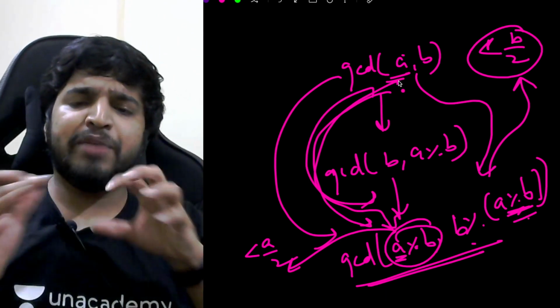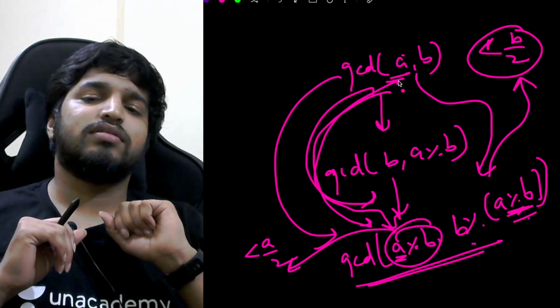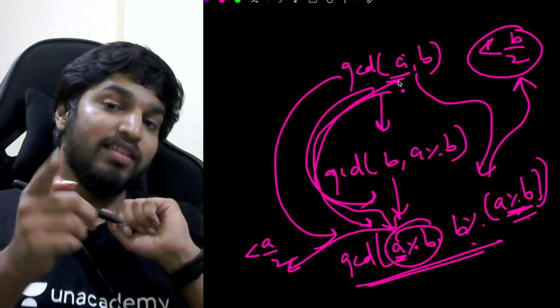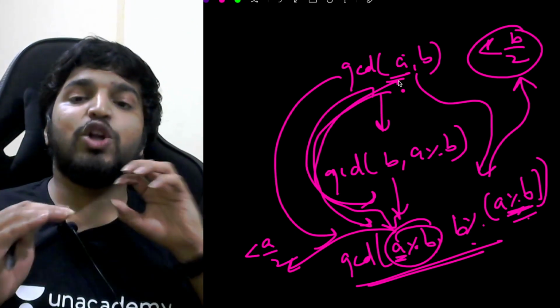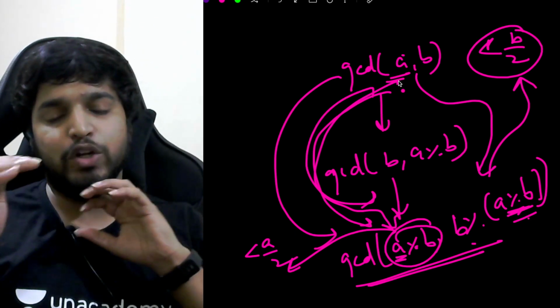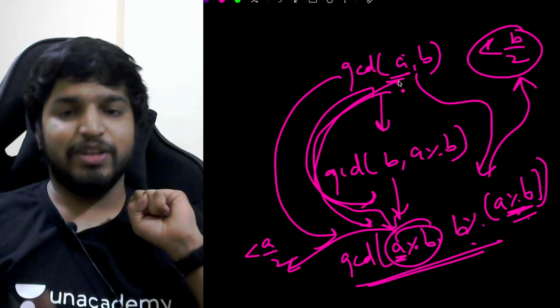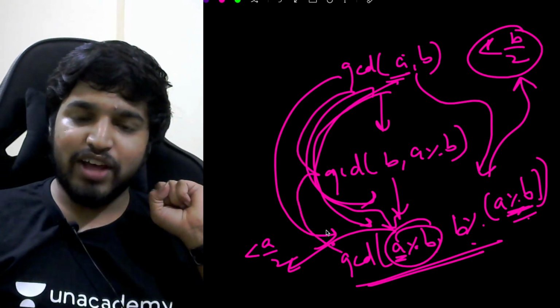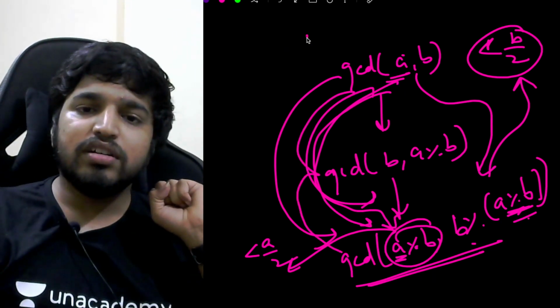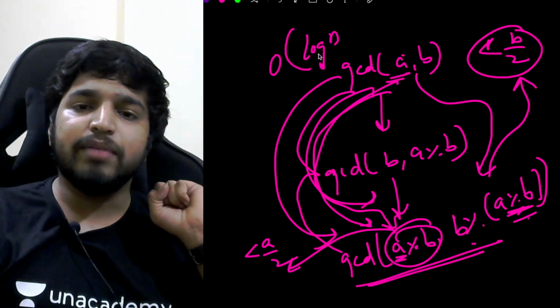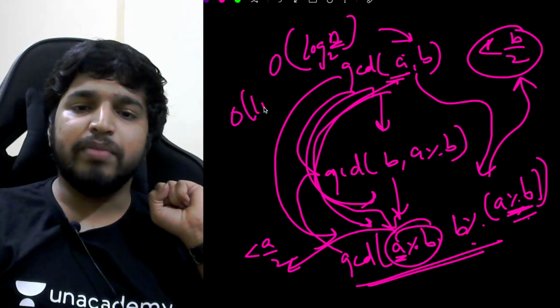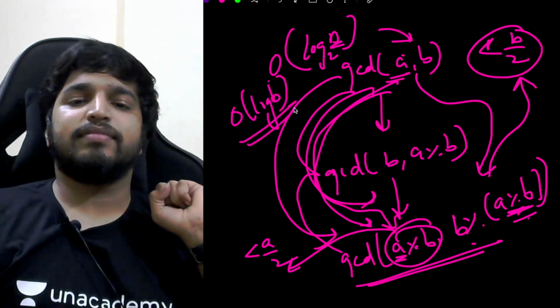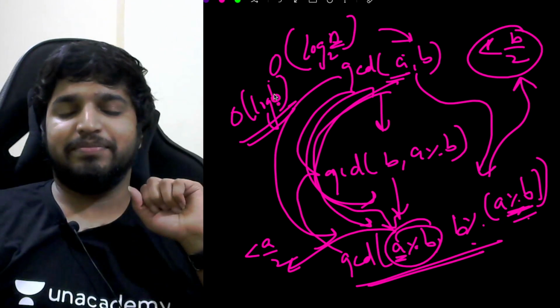So how many times can you divide a number by 2? We discussed it in binary exponentiation. We can divide a number n by 2 at most log n times. Right? So it means that the function is going to happen at most log n times, O of log n times. Here n is basically B, O of log B times. Fair and straightforward.